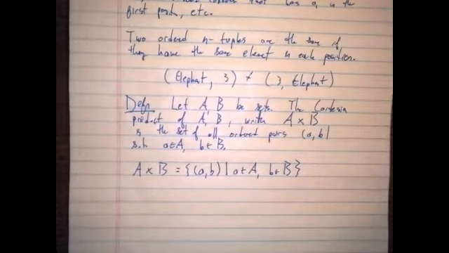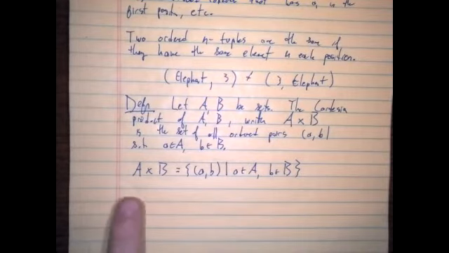Cross products of vectors or cross products of sets? Well, you probably can't escape either of them. Okay, so this is a pretty reasonable thing.